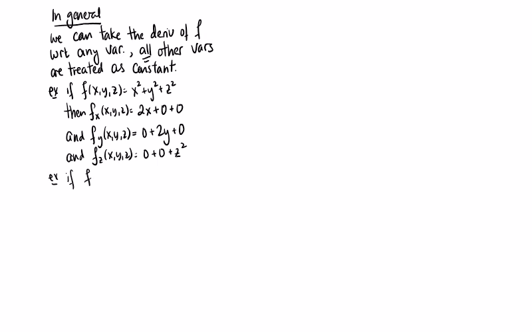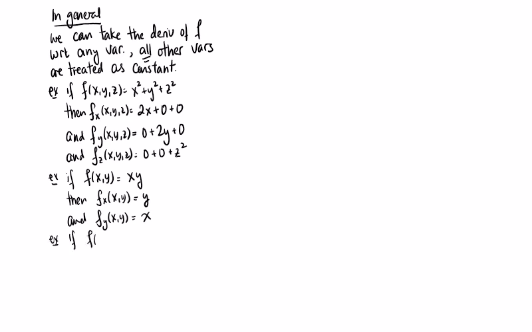Another example, if we have f of x, y is x times y. Then if we do f sub x of x, y, now x is the variable, y is the constant. So you could think of this as like x times 5 or x times 7. The derivative of x times 5 is 5. The derivative of x times 7 is 7. So the derivative of x times y is y. And for f sub y, now x is the constant. The derivative is just that constant.